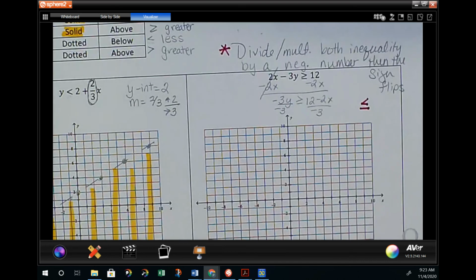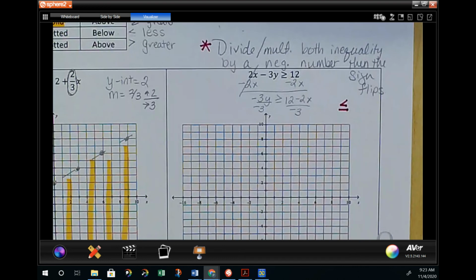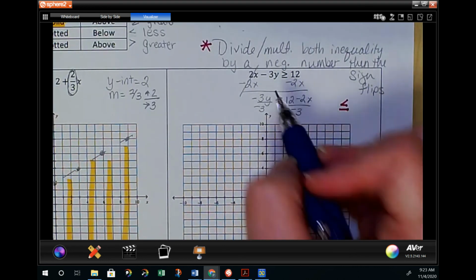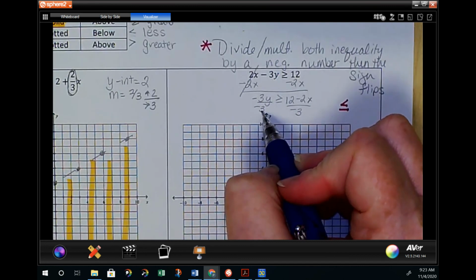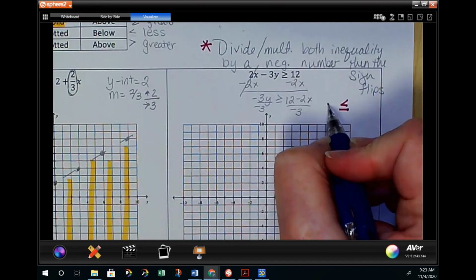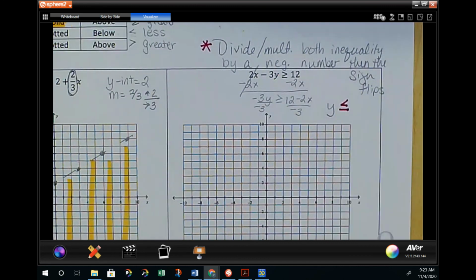So now negative 3y divided by negative 3 is y. So now we have 12 divided by negative 3. So 12 divided by negative 3 is negative 4.